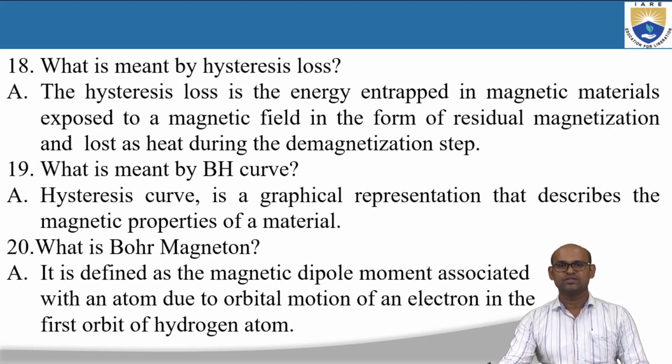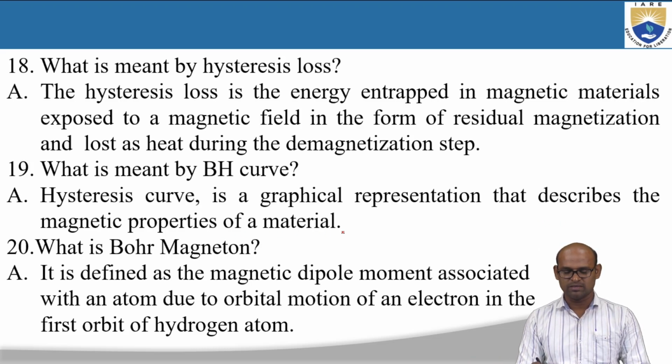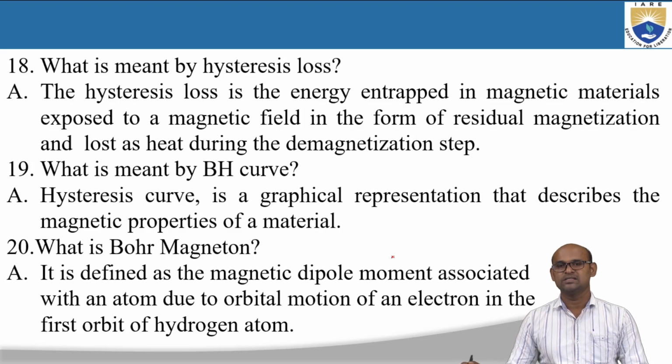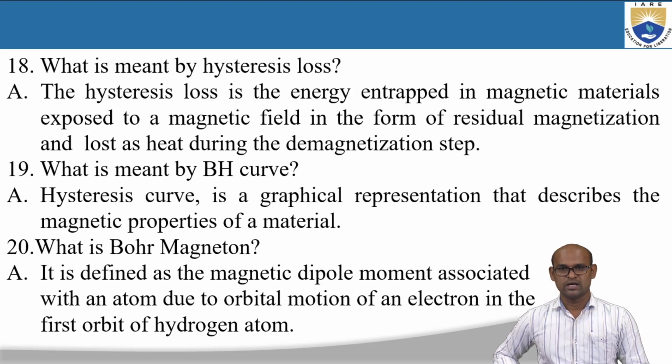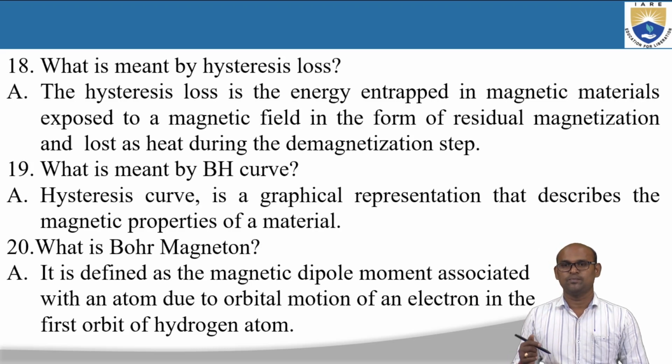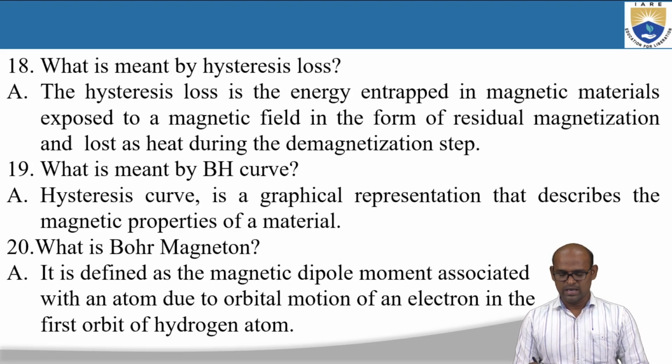What is meant by BH curve? The hysteresis curve is a graphical representation that describes the magnetic properties of a material. What is Bohr magneton? It is defined as the magnetic dipole moment associated with an atom due to the orbital motion of an electron in the first orbit of the hydrogen atom. So this is the Bohr magneton. This is the smallest magnetic moment one can have. So Bohr magneton is the unit of the smallest magnetic moment of an electron.